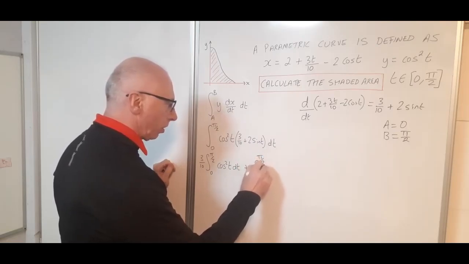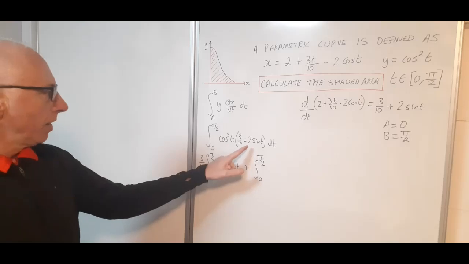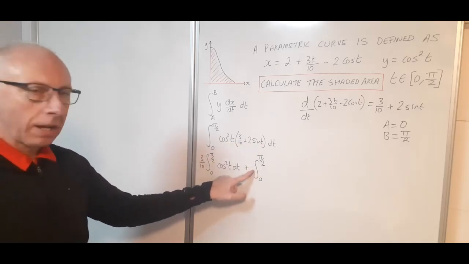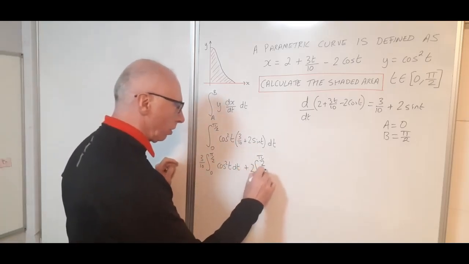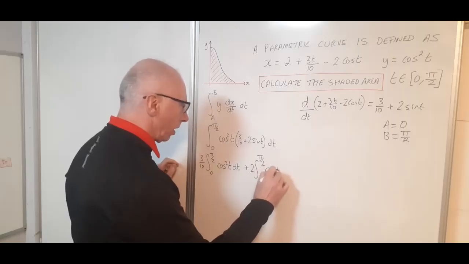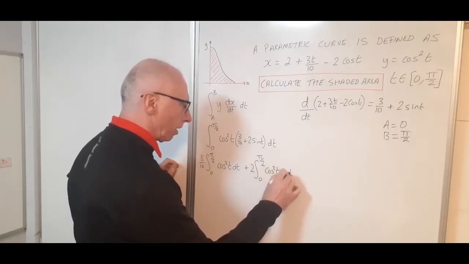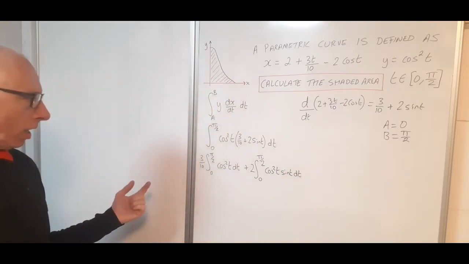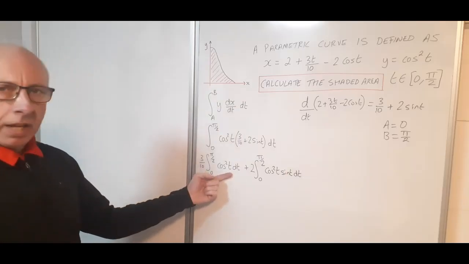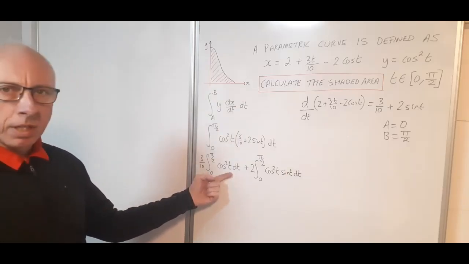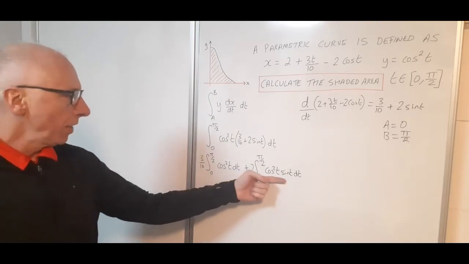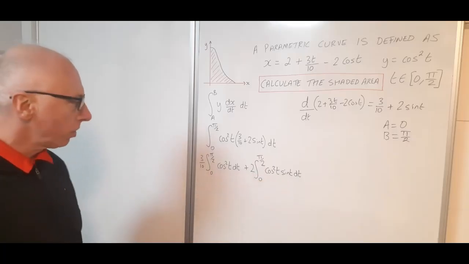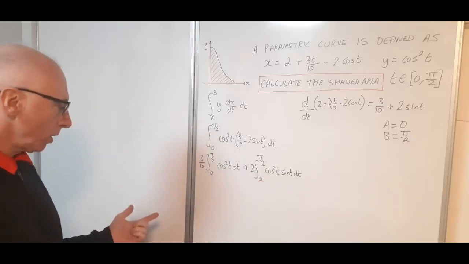Then 2 sine t times cosine squared t. I'll bring the 2 out to the front, so 2 cosine squared t and then sine t dt. So now I've got two integrals going on. For this one here, I'm going to need a trig identity, and for this one I'm going to need to use substitution. So it's going to involve two different methods to solve an integral on the same question.